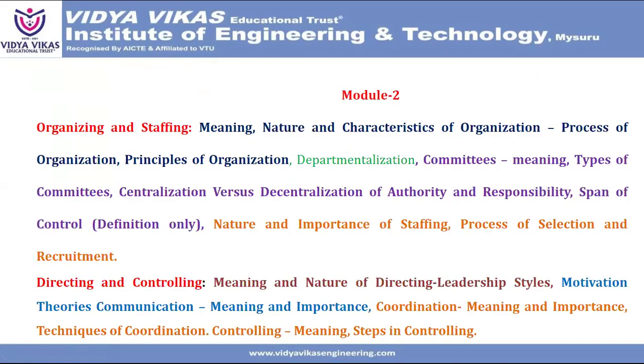In organizing and staffing, we are going to discuss the meaning, nature, and characteristics of organization, process of organization, principles of organization, departmentalization, committees, meaning of committee, types of committees, centralization versus decentralization of authority and responsibility, span of control, nature and importance of staffing, process of selection and recruitment, directing and controlling, meaning and nature of directing, leadership styles, motivation theories, communication, meaning and importance, coordination, meaning and importance of coordination, techniques of coordination, controlling, meaning of controlling, steps in controlling. These are all the topics we are going to discuss in the future slides.